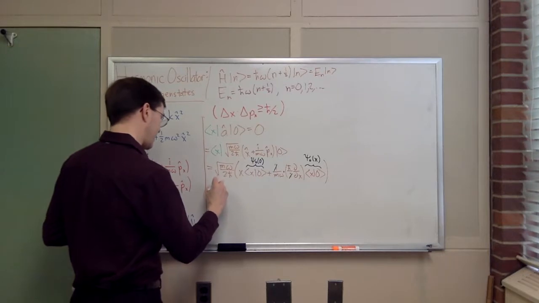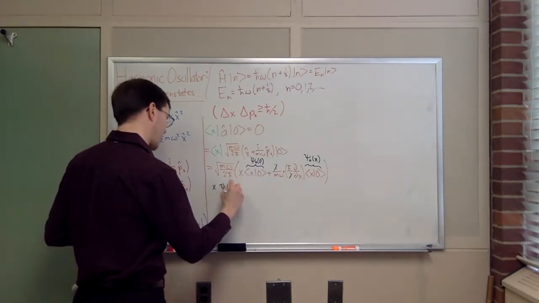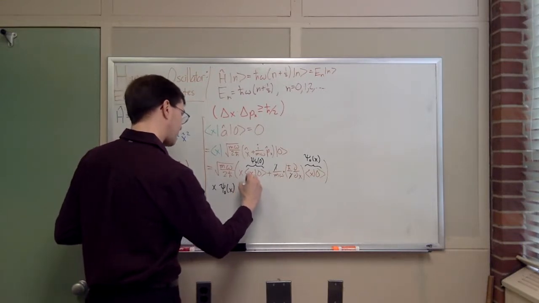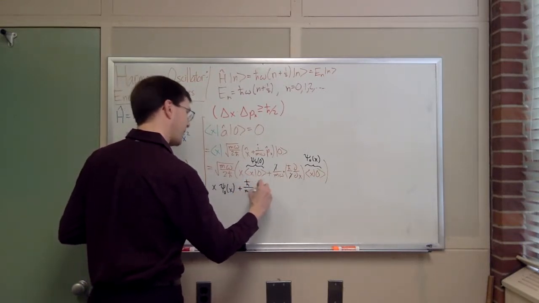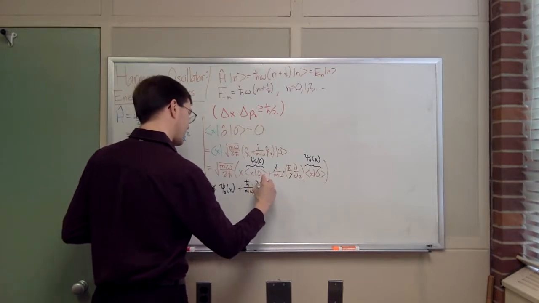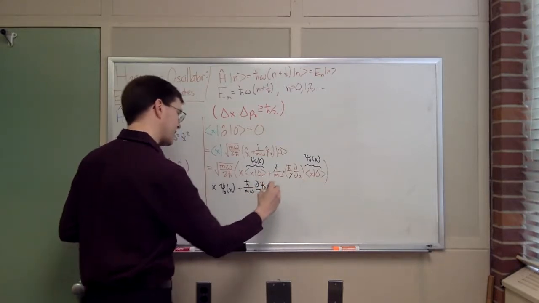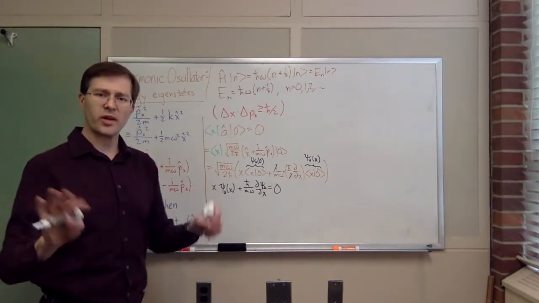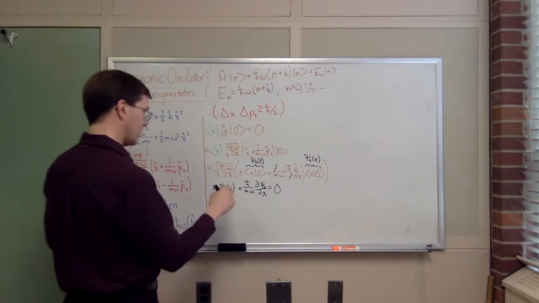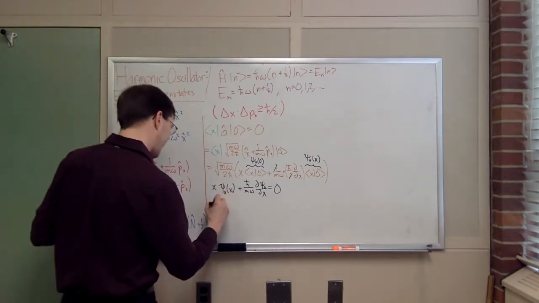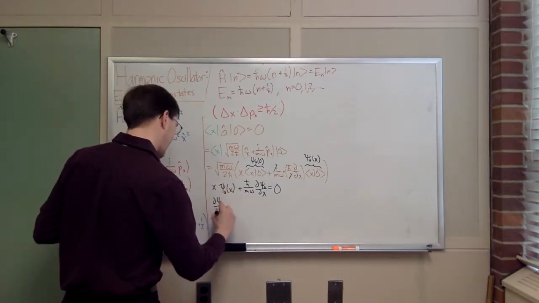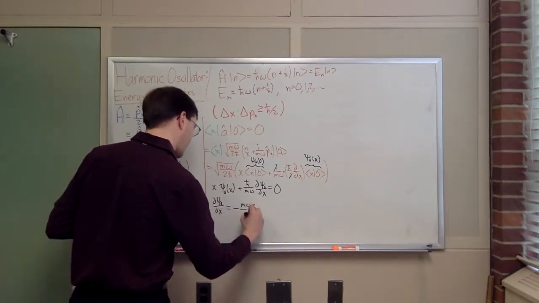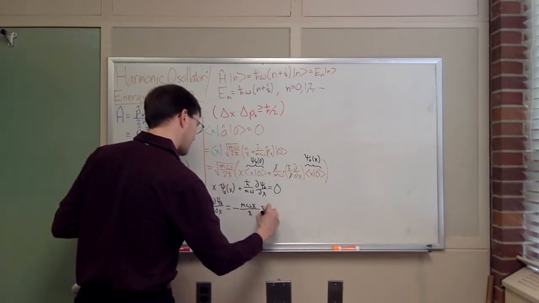I get that x times psi 0 of x, the i's canceled, plus h bar over m omega times d psi 0 dx equals 0. I can solve this for the derivative, and you just do differential equations at this point. It's relatively straightforward, I hope. I get that d psi 0 dx equals minus m omega x over h bar times psi 0 of x.